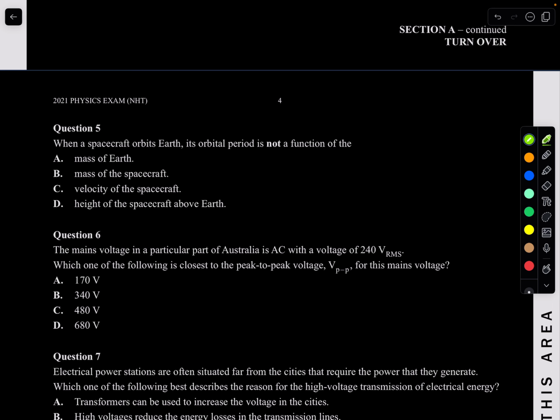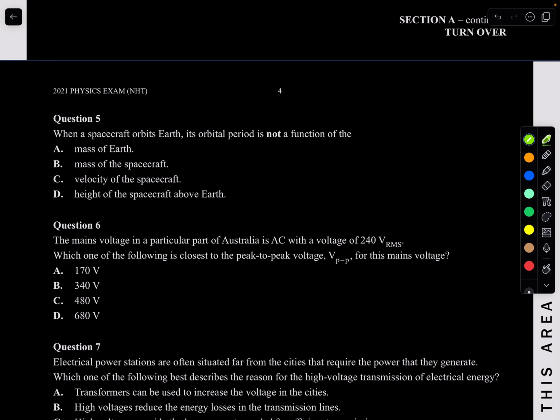Let's do a different color, a little bit green. Question 5. When a spacecraft orbits Earth, its orbital period is not a function of what? So let's just draw. Imagine this is Earth right over here, and say we have a spacecraft orbiting, and this is your spacecraft right over here.